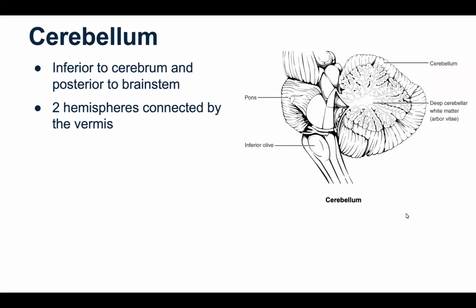Last but not least is the cerebellum. I often conceptualize the cerebellum as kind of a mini cerebrum, although these structures have some big differences in terms of function. But the cerebellum also has two hemispheres, so two cerebellar hemispheres, similar to the cerebral hemispheres. Now, the cerebellar hemispheres are connected by a small structure called the vermis.